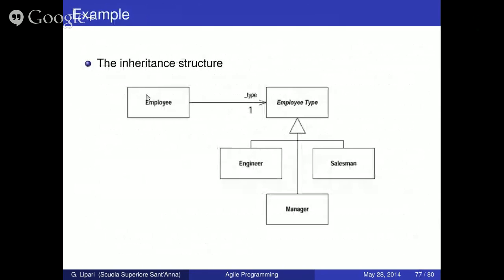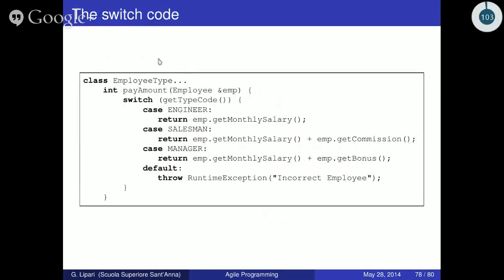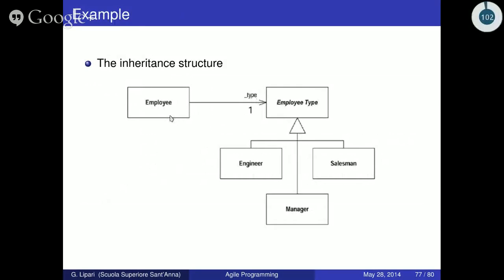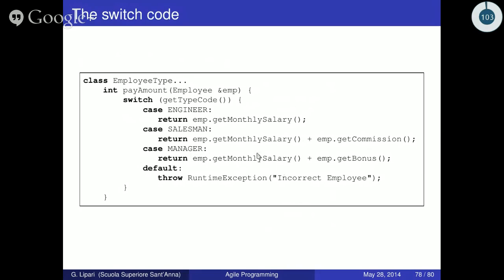So the inheritance structure is that you have one class here, which points with a type to employee type, and then you have different subclasses. So, switch code, another switch code we want to transfer. Suppose you have the employee, which has a type, employee type, and you have engineer, salesman, and manager. And you want to pay differently for every kind of employee. So engineer is paid less than salesman. I'm sorry, guys. And salesman is paid less than a manager.